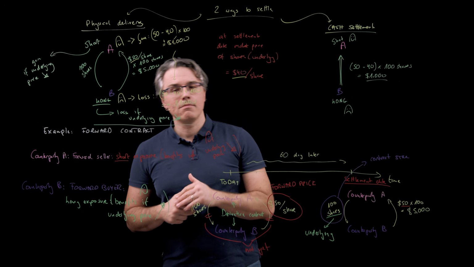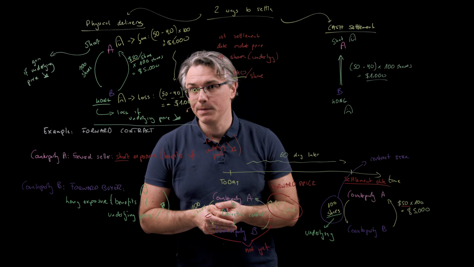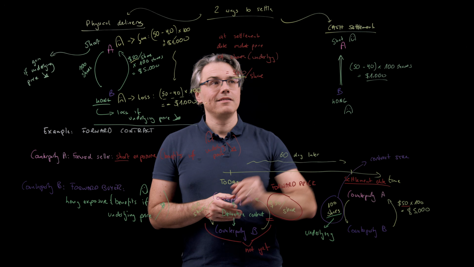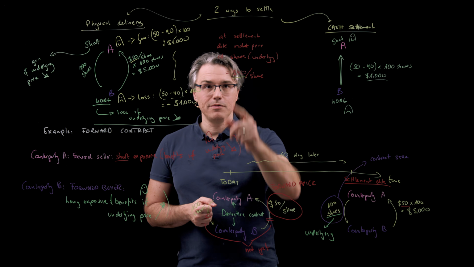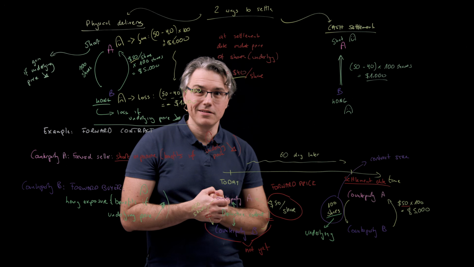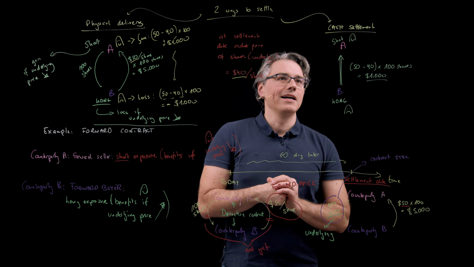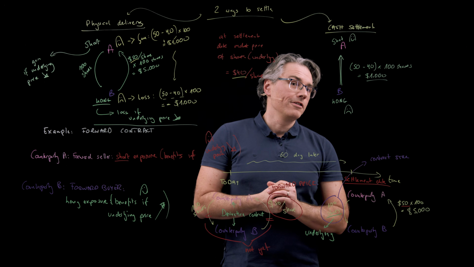At the same time, if A is indeed interested in selling their shares, maybe they are, well, they can sell their 100 shares in the market for the prevailing price of 50, generating proceeds of 4,000, but they get an extra payment, cash payment from B equal to 1,000.